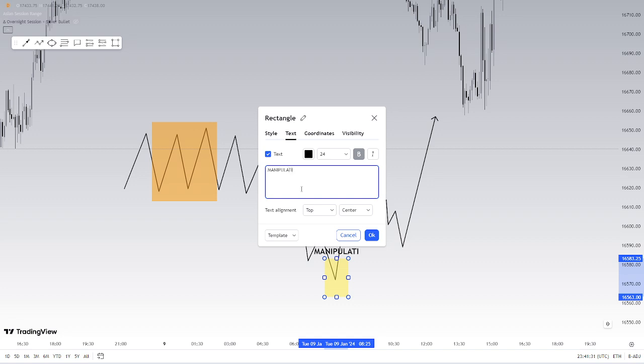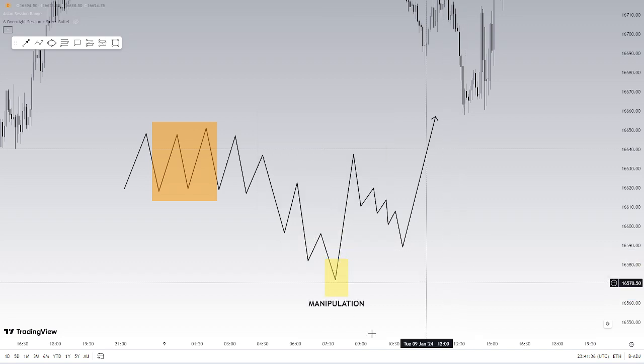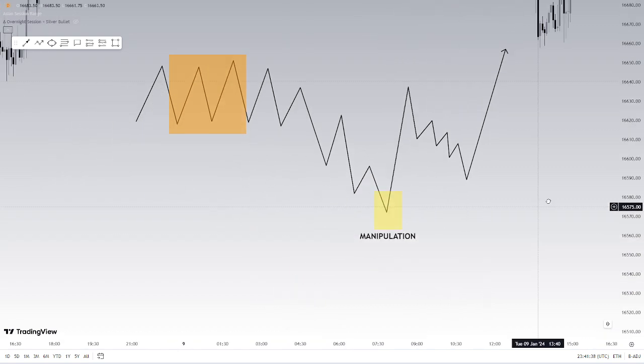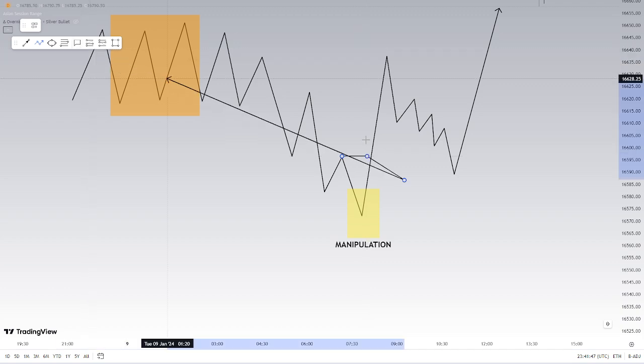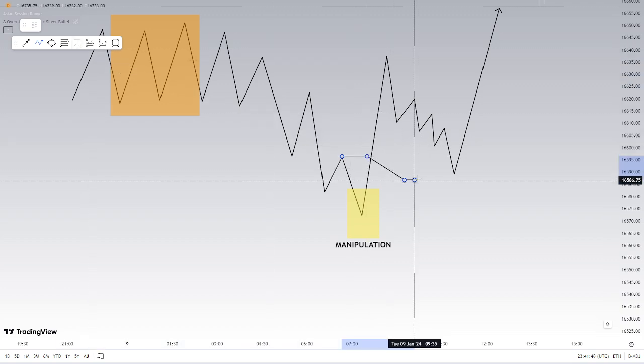If I can spell manipulation, manipulation over here, or the Judah swing, they literally mean the same thing. Now from here, we want to see a clear shift of market structure, just like our first entry model, okay? So we want to see a shift in the market structure, and we see that just over here. So this is our second entry model.